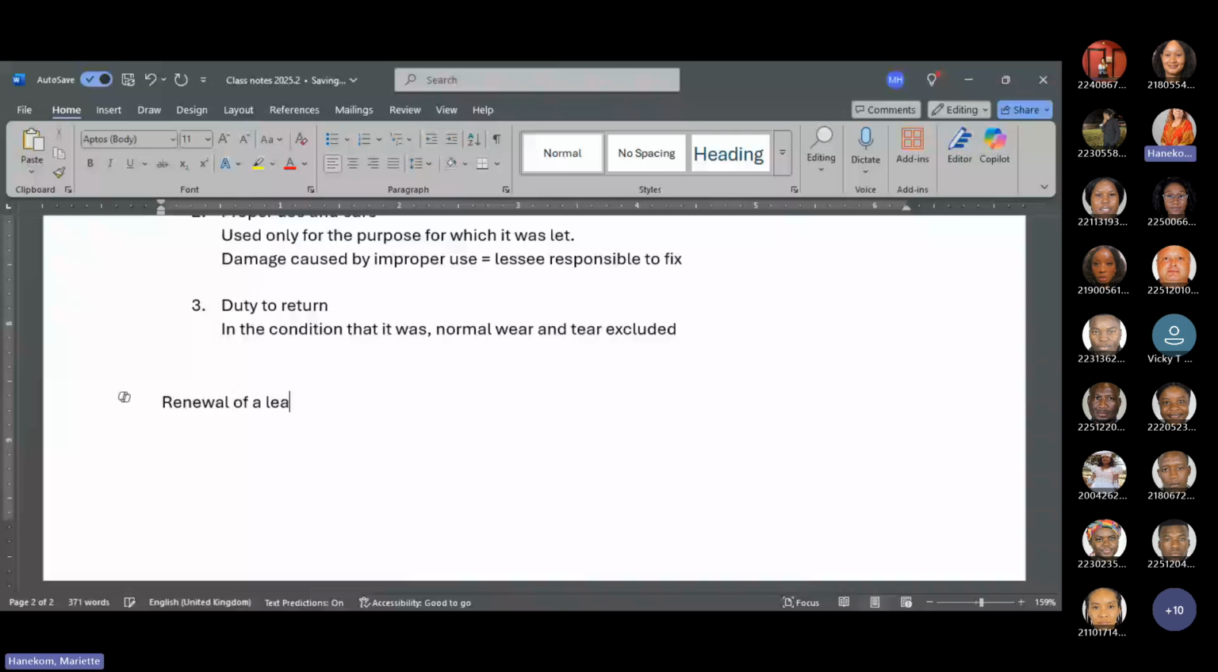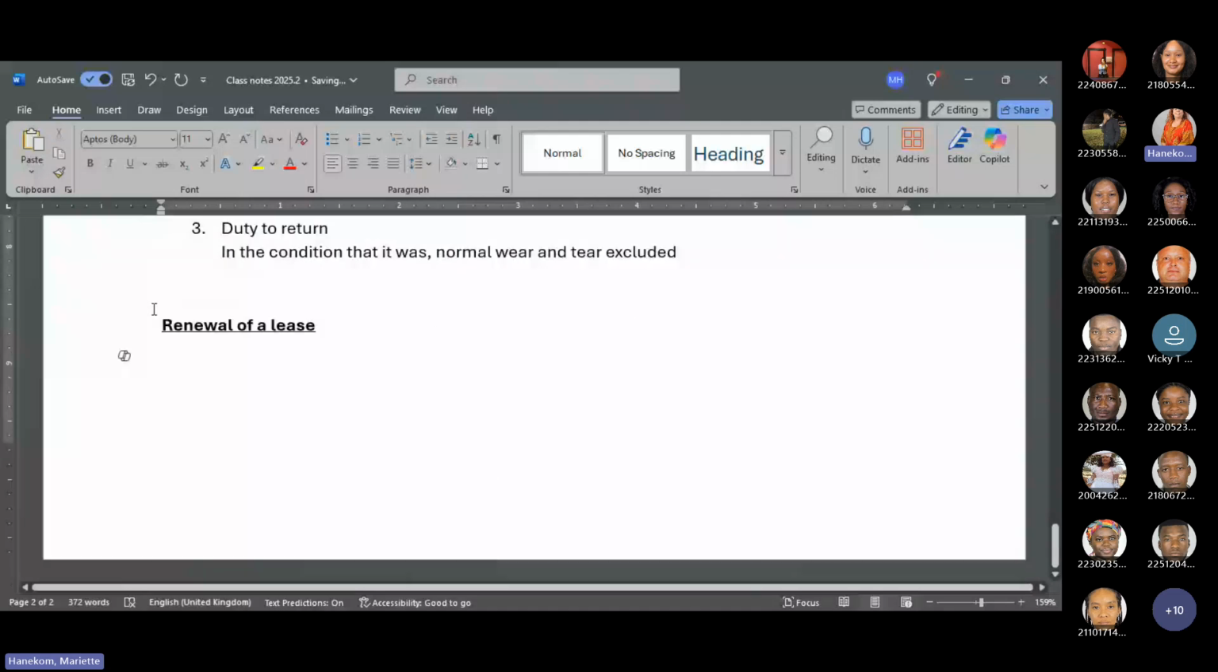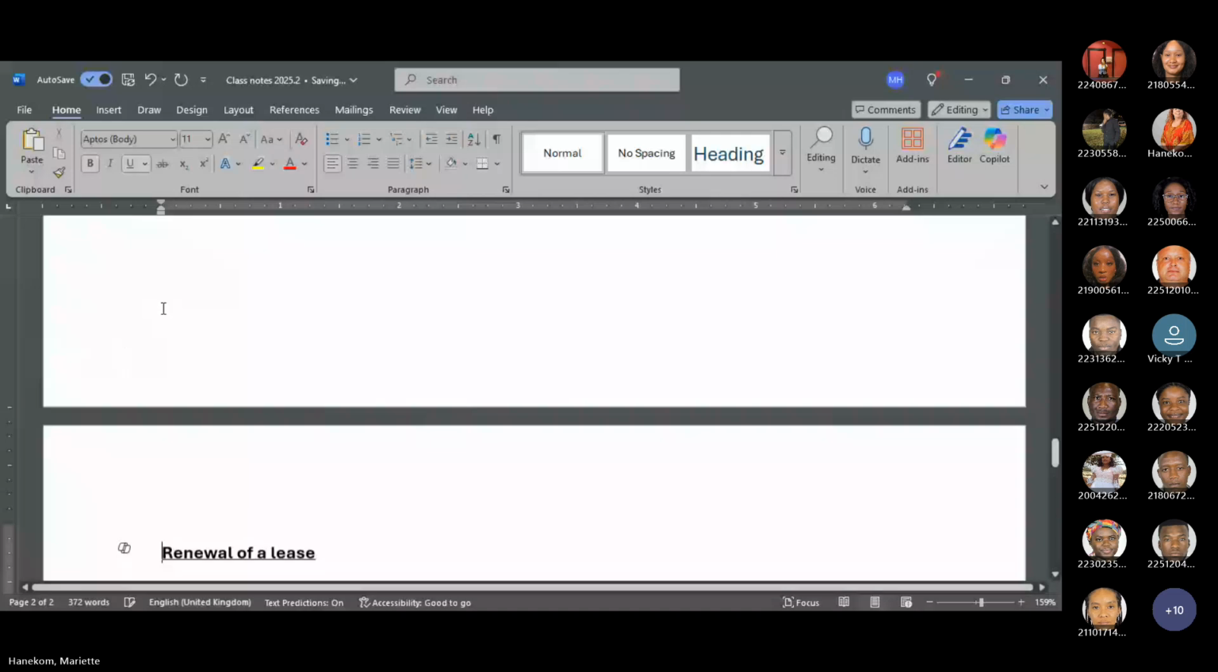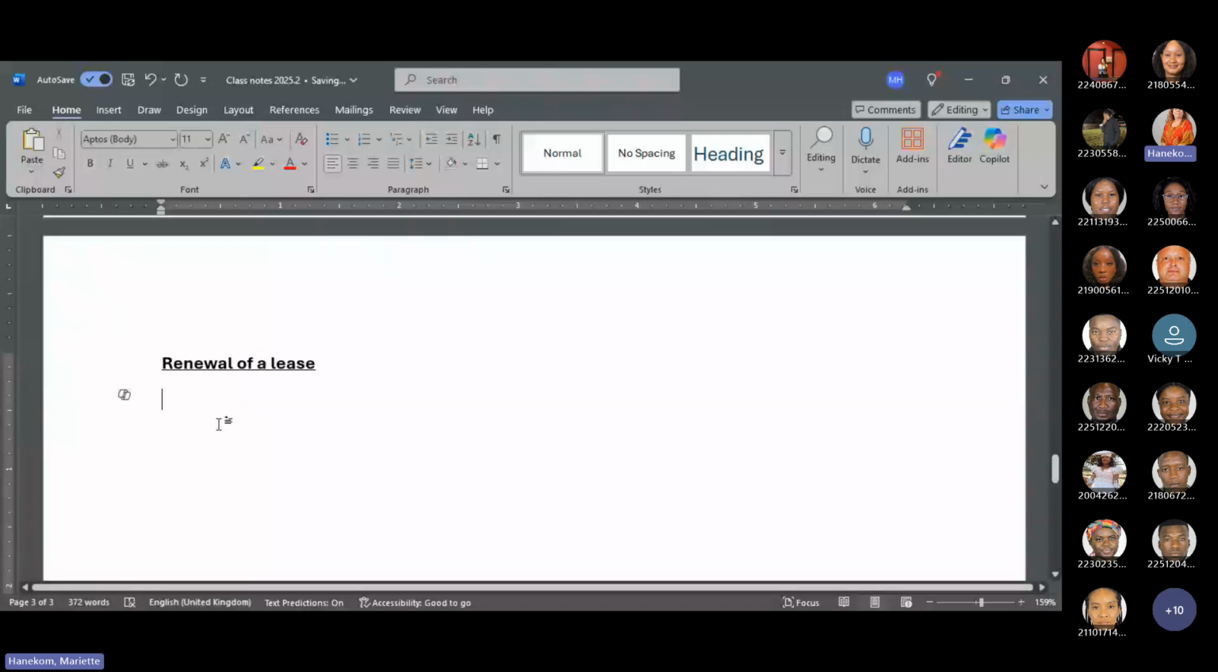Let's look at renewal of a lease. A lease is for a temporary period of time. It is never permanent. But if a lease was for a specific period of time, and that time period has expired, in most instances, depending once again on your specific lease agreement, you will be able to renew it should you so wish. Now, a lease can be renewed in one of two manners.